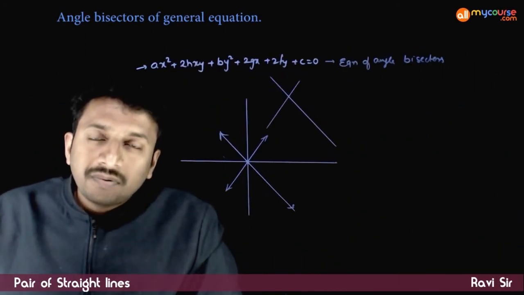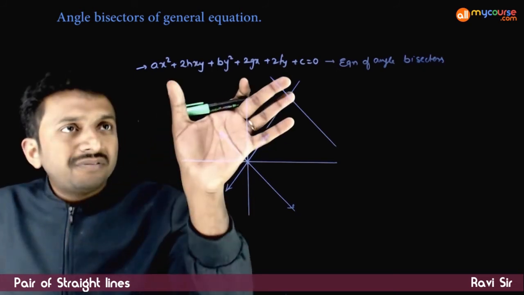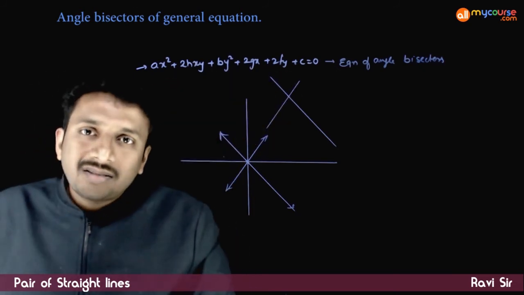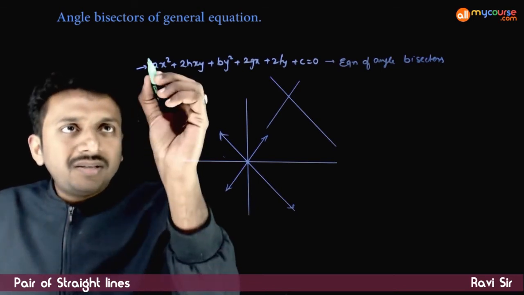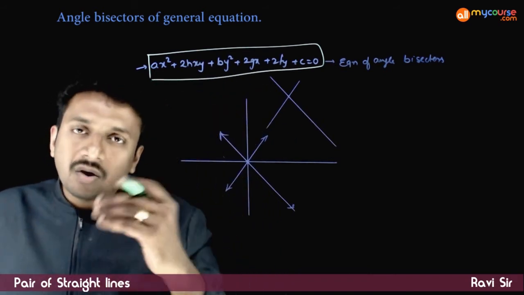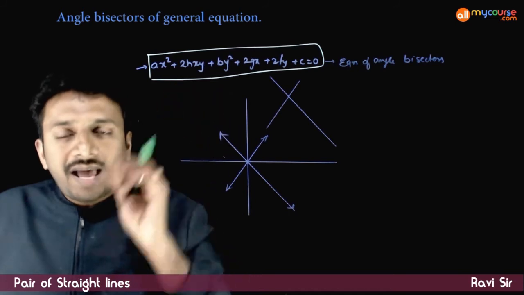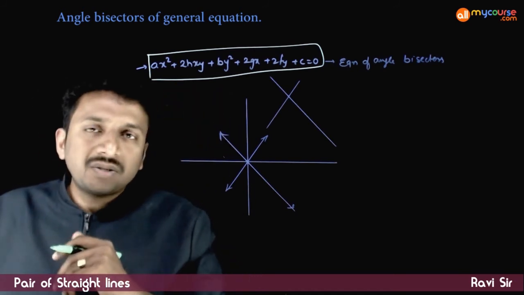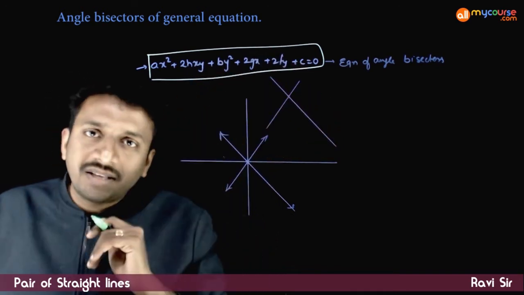In this video, let us look at how to find the angle bisectors of the general second degree non-homogeneous equation. So we know that this equation represents a pair of lines not passing through origin. So how do we find the angle bisectors? First, let us say that this is this pair of lines.